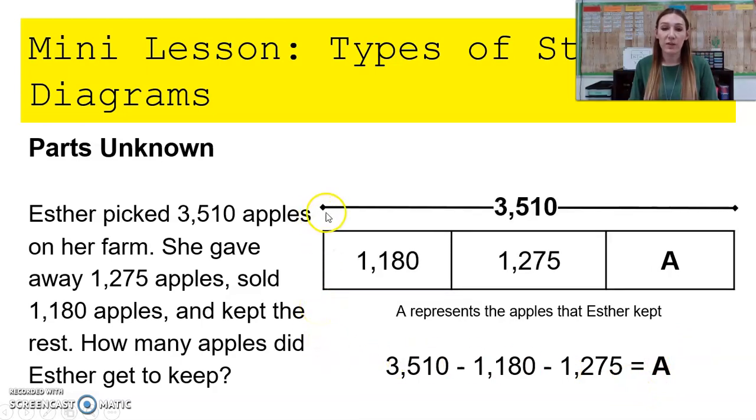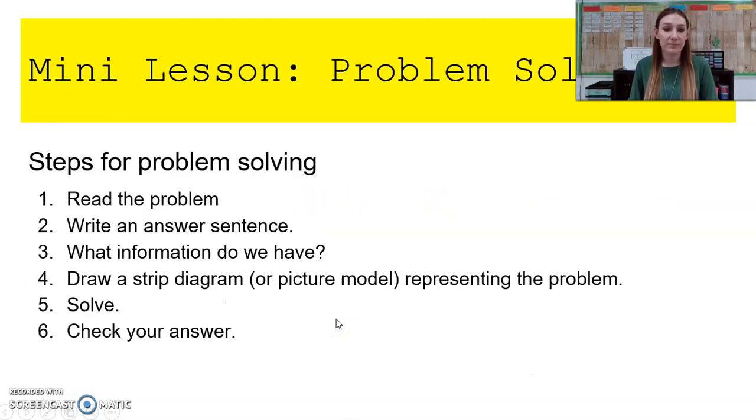And again, we see this line that represents the total, all of these boxes combined, and notice that it is the same size or equivalent to the bars beneath.